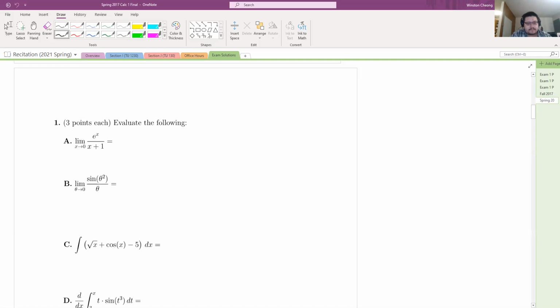Okay. So for this one, you can just plug this one in. So e to the 0 is going to be 1, and then the thing is going to be 1. So this whole thing is just 1.